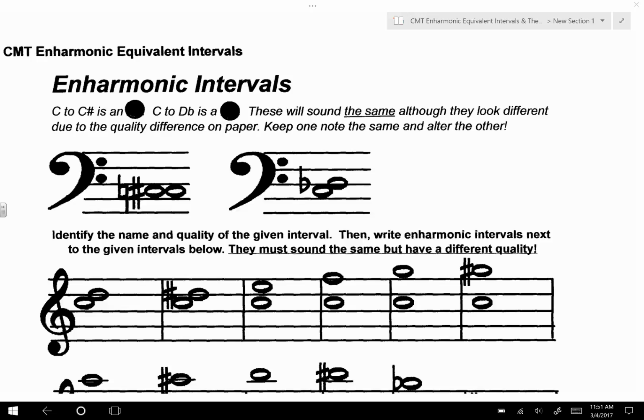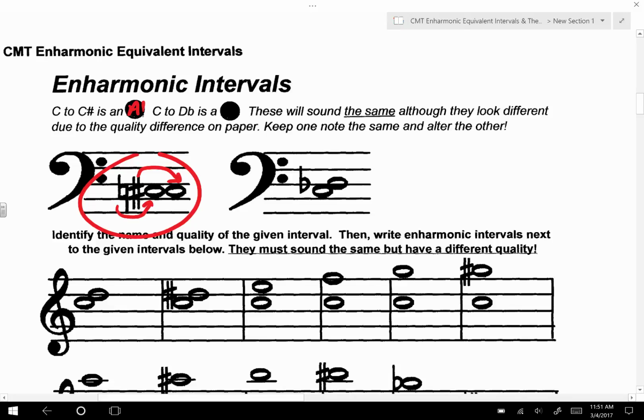Inharmonic intervals. These intervals will sound the same, although they look different due to the quality difference on paper. This is where you keep one note the same and alter the other one. In the first example right here, you should note that the natural sign applies to the first C and the sharp sign applies to the second C. They both have the same generic number of 1, and there's one chromatic semitone difference. So C to C sharp is an A1.